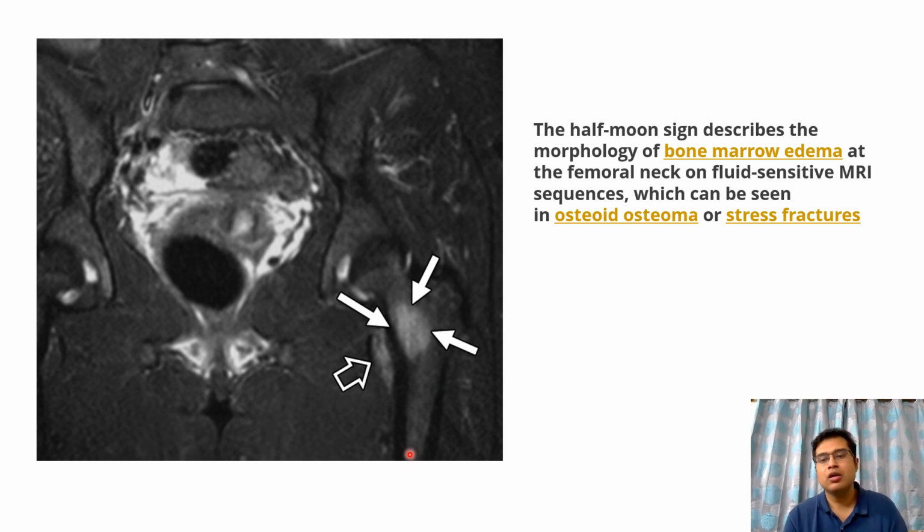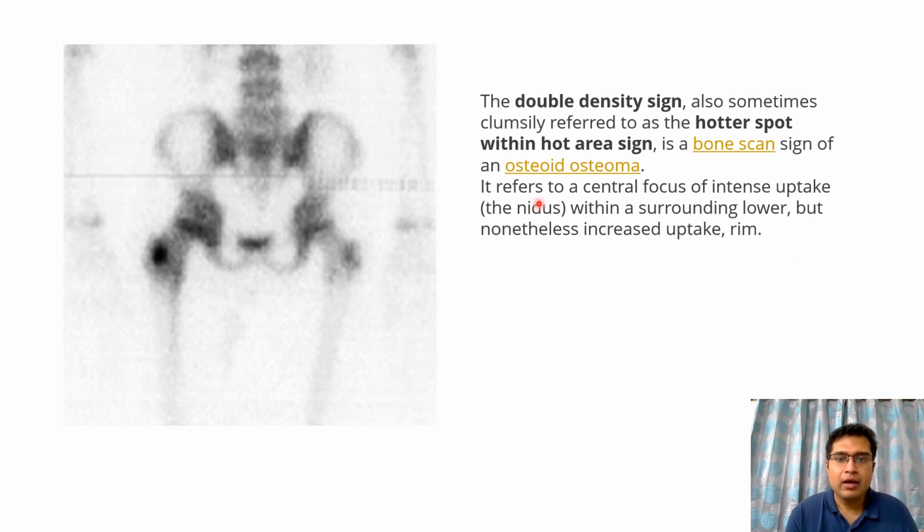this patient comes for an MRI and you see this particular thing, you can get a CT done to see if there is some cortical thickening. Another important sign to be remembered in osteoid osteoma is the double density sign in a bone scan, where we can see a hot spot within a hotter spot. This particular right greater trochanter.